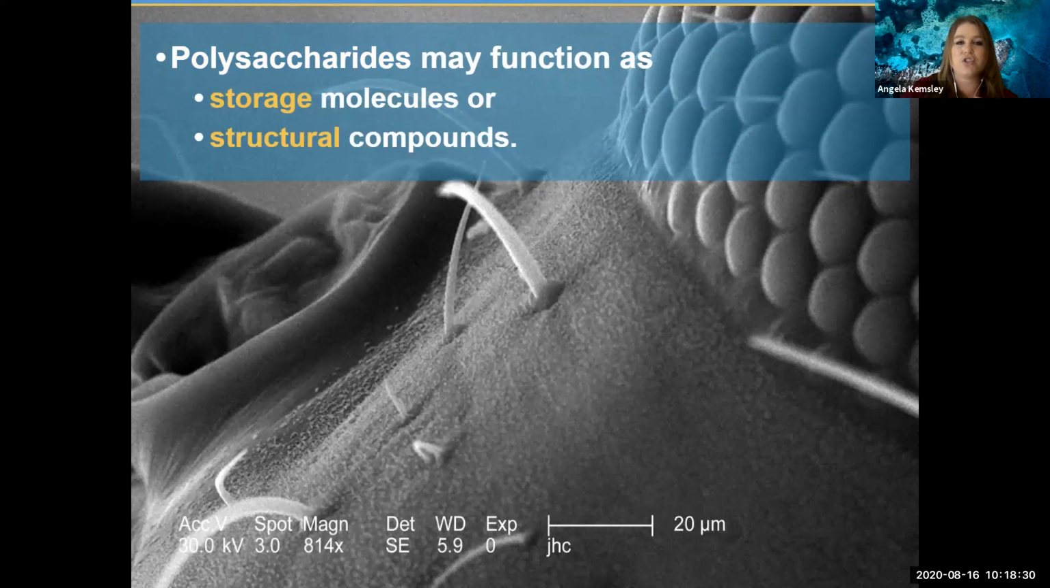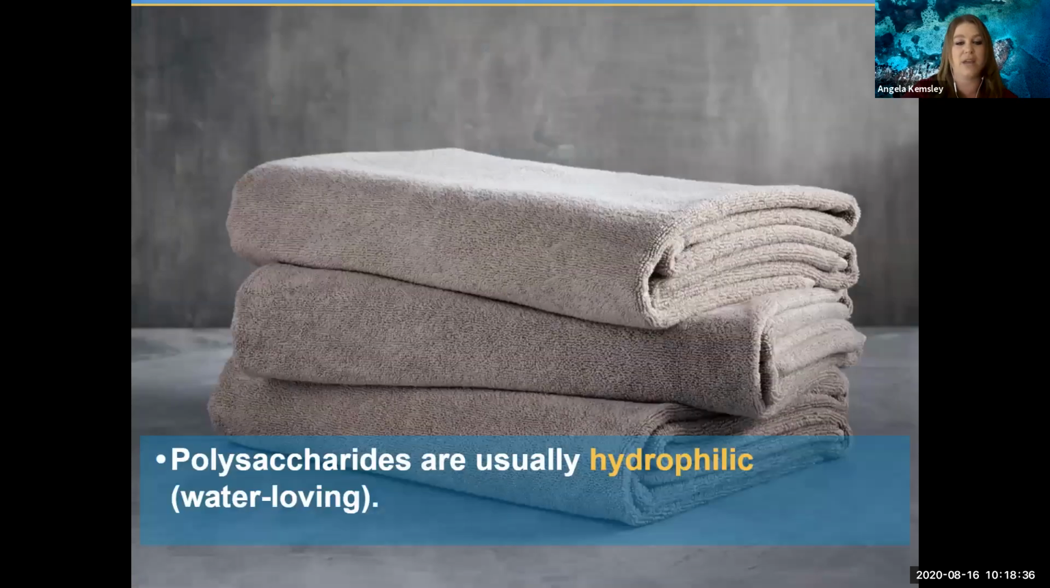Polysaccharides can function as storage molecules. They can also function as structural compounds. They can affect the shape. Polysaccharides are usually hydrophilic. They're water-loving. I put towels here because what towels are made out of are compounds that are hydrophilic, so they attract water.